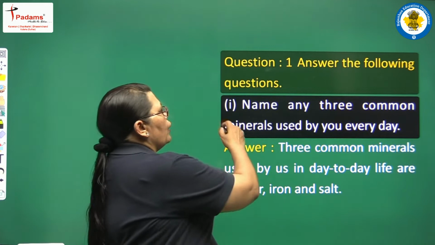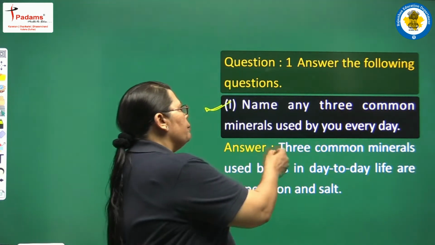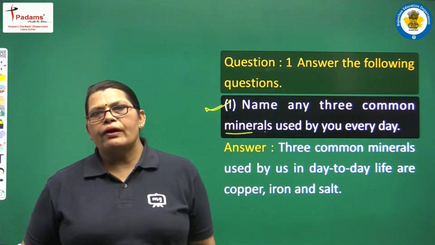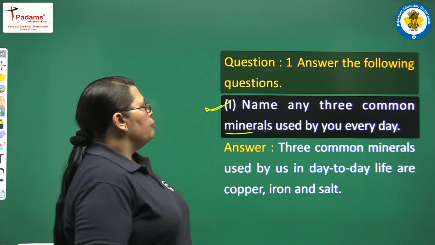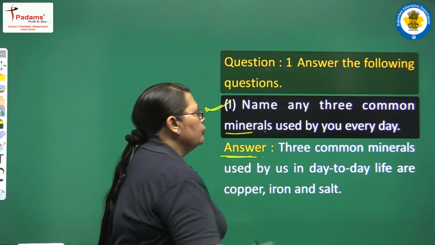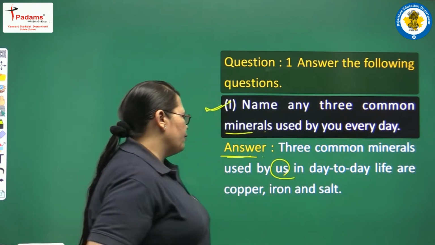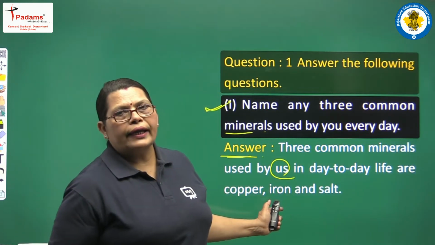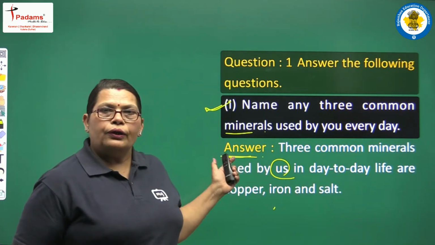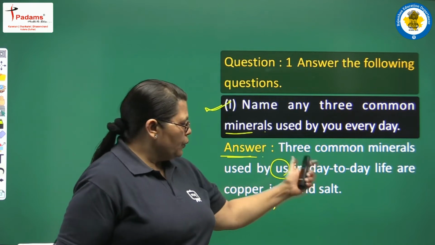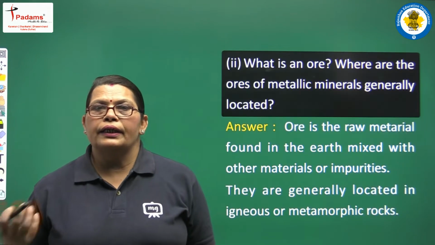Our first question involves: name any 3 common minerals used by you every day. Yes, every day you are using 3 common minerals. The answer is here. 3 common minerals used by us in day-to-day life are copper, iron and salt. Yes, you are using copper in day-to-day life, you are using iron in day-to-day life, as well as salt also. So these are the 3 minerals.